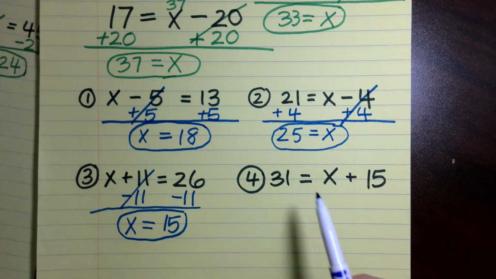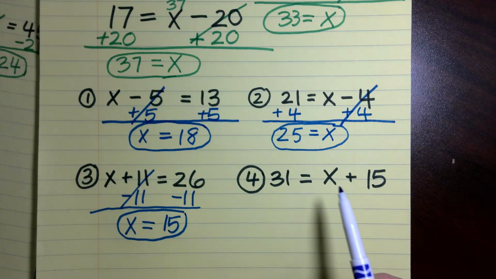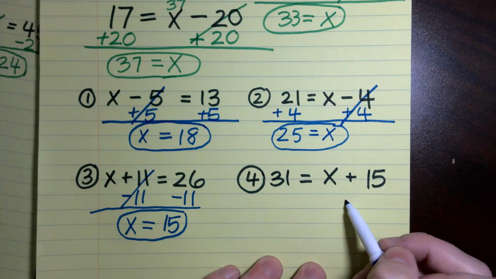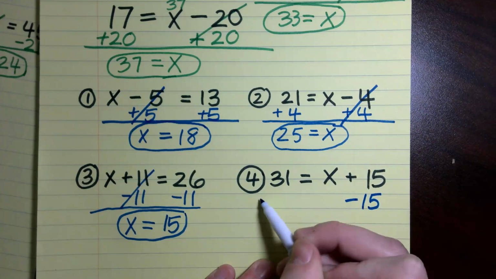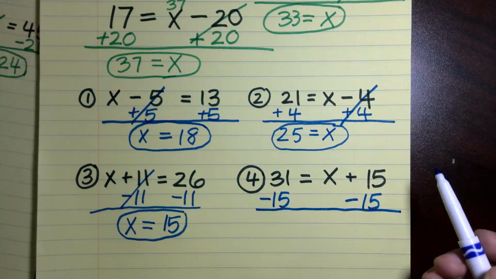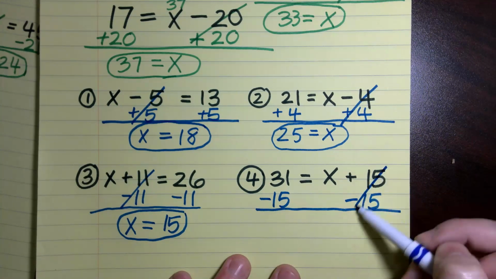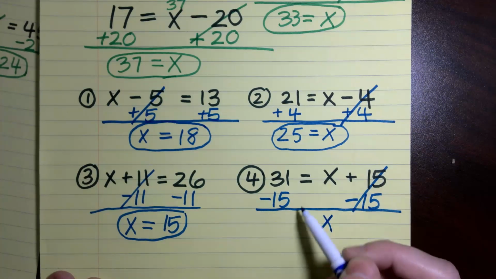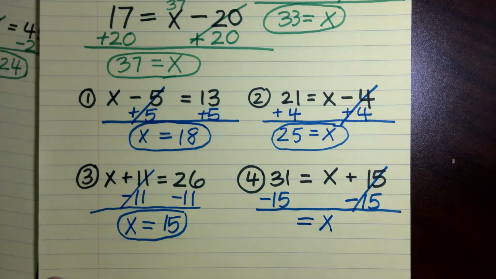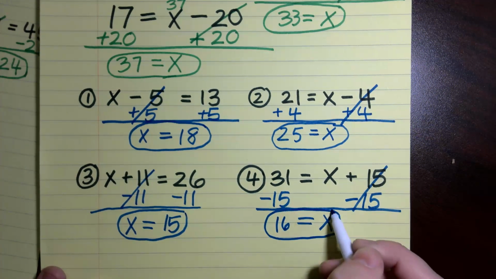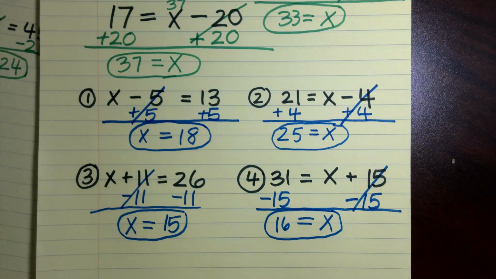Okay, last one. 31 equals x plus 15. What do we do here? Subtract 15. Perfect. Both sides. What happens to my 15s? They cancel out. We'll bring down our x because it's by itself now. Equals, what is 31 minus 15? 16. Did everybody get that one also? Good job, guys. That is wonderful.